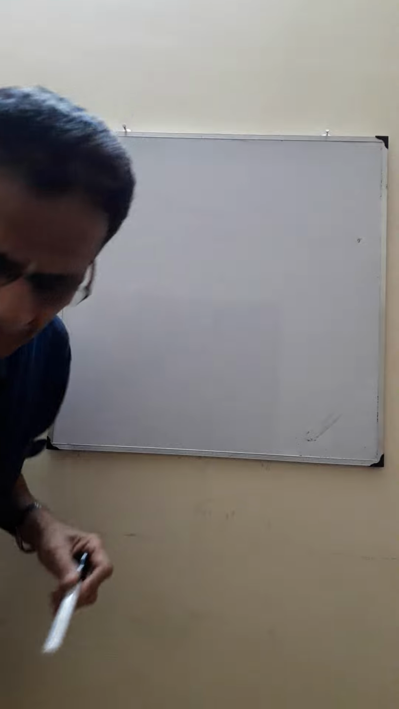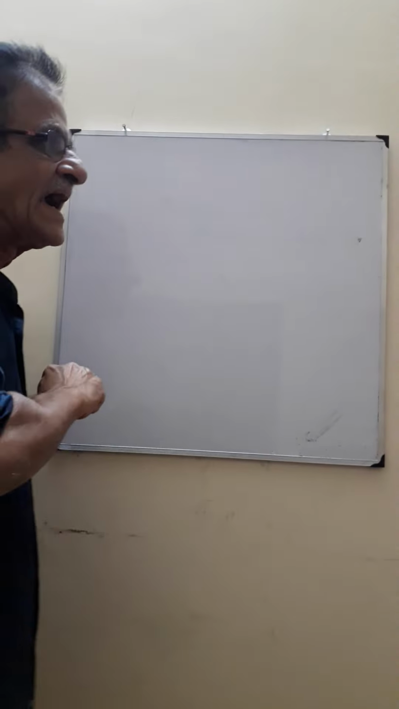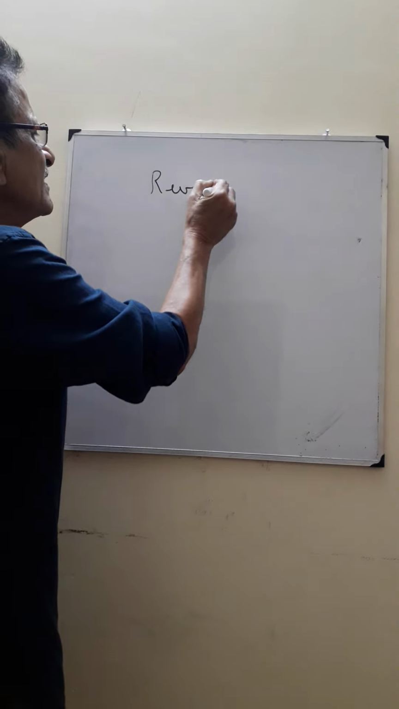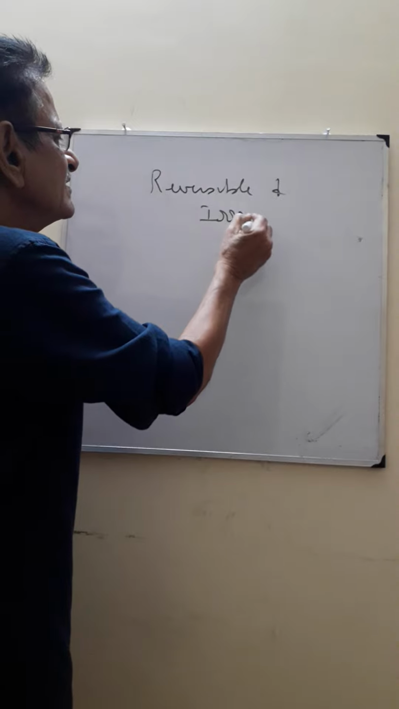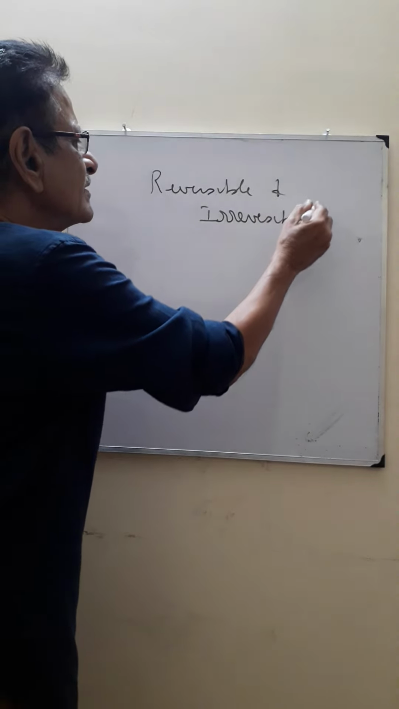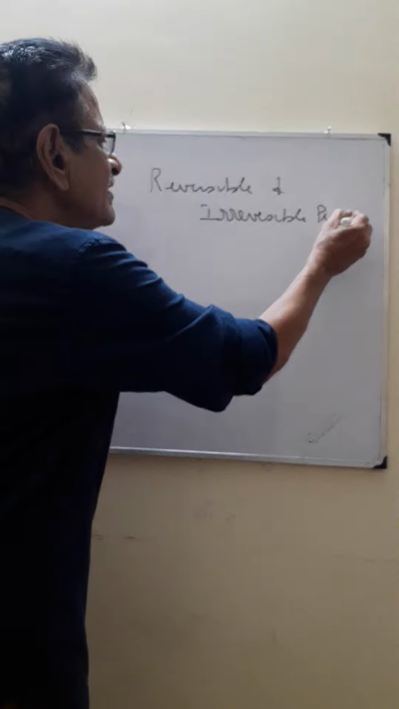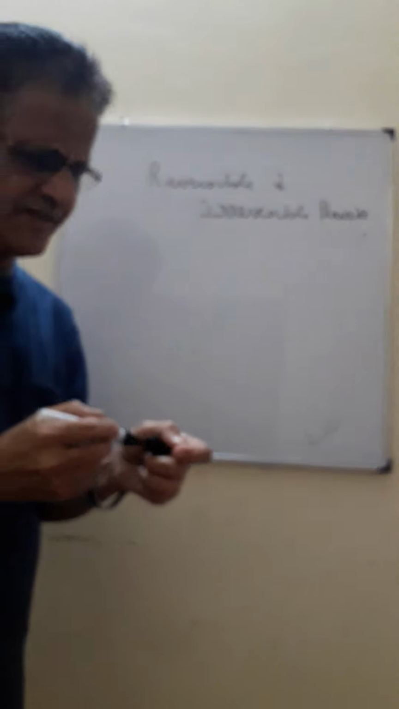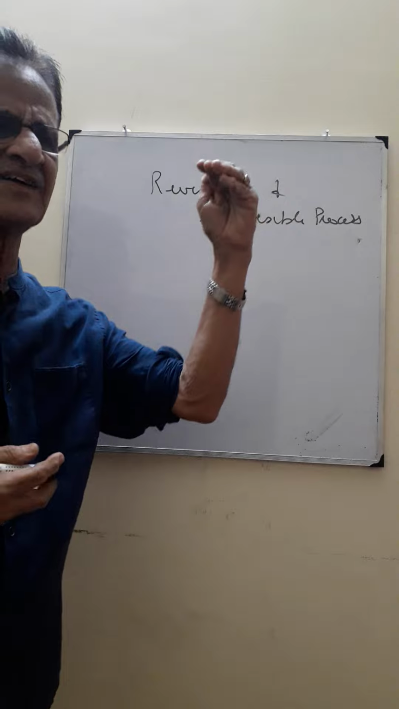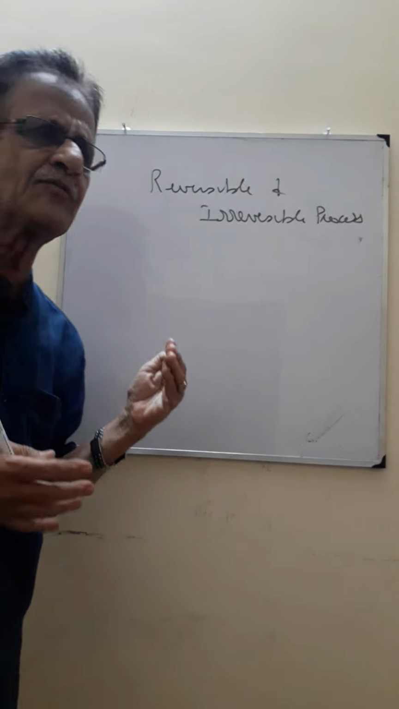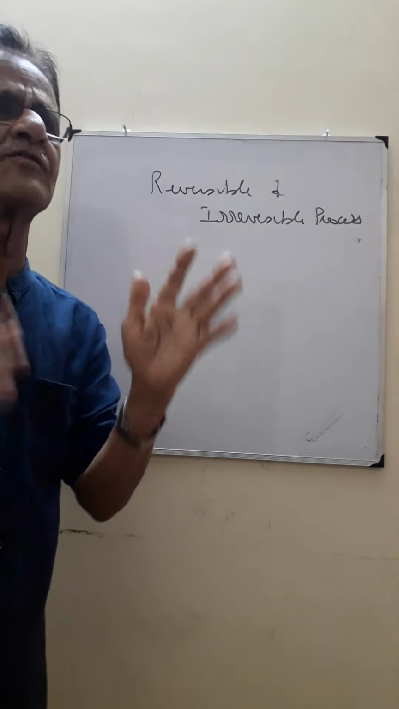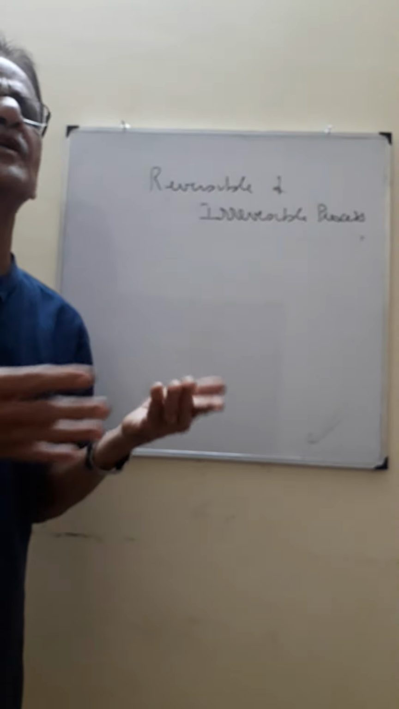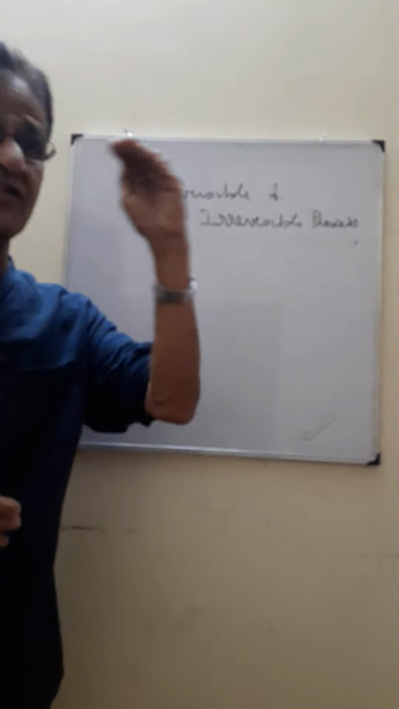Now, next we'll take up what is called reversible and irreversible process. For any process, we want to know what's the maximum possible. For example, your marks are 100 out of 100. So 100 is the maximum, and you get 100 out of 100 means that's the best mark. 50 out of 100 means 50%. Like that, we want to specify what is the maximum possible.